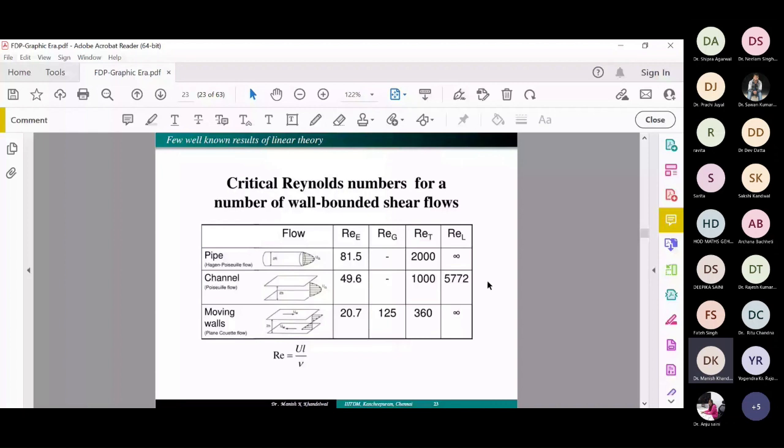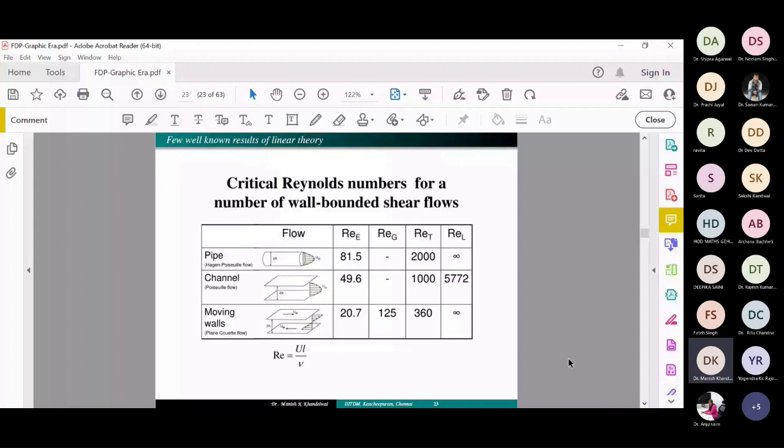Whatever analysis you implement, either experimental, weakly nonlinear, or DNS, anything, the flow is definitely going to be unstable after that point. But before that point, whether the flow is stable or not, we don't know. For that we have to use another analysis.